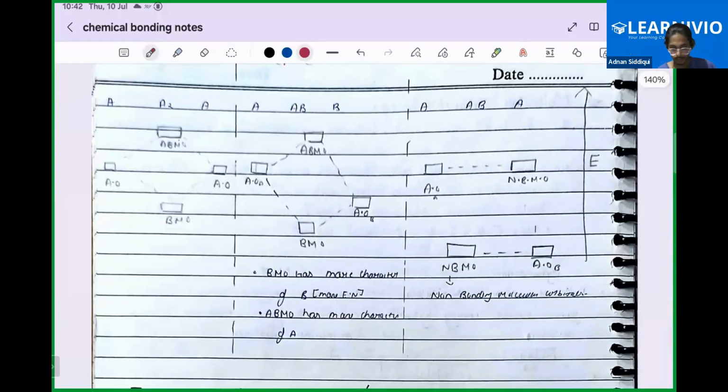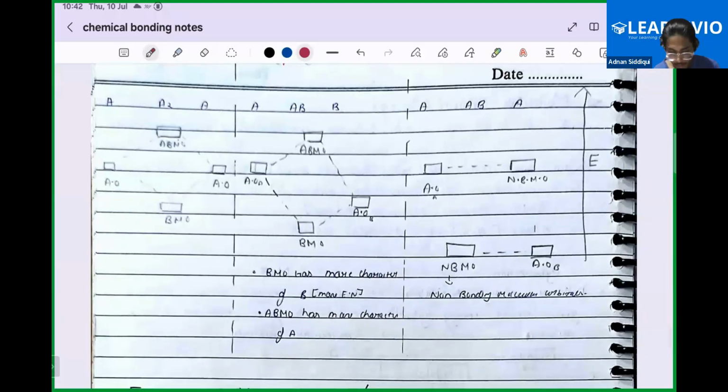Okay, so there's a tilt, because of the electronegativity, because of the different atoms. Okay, understood.